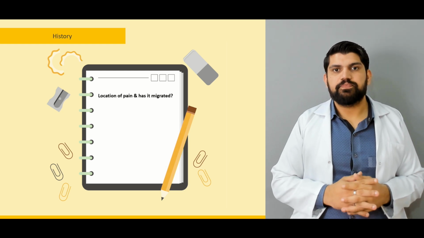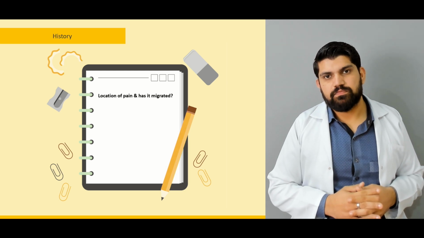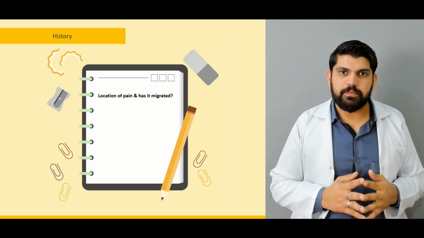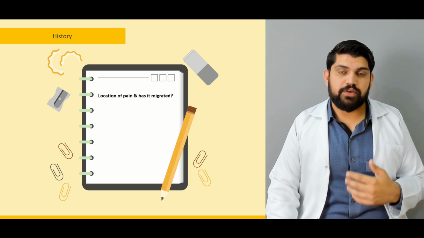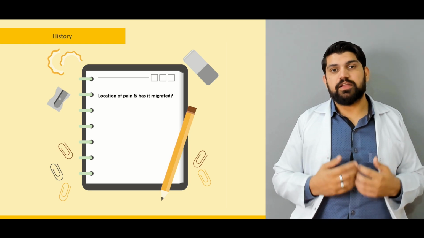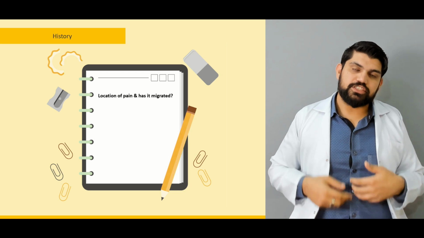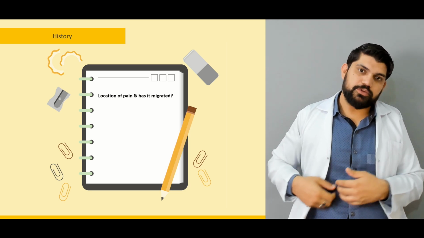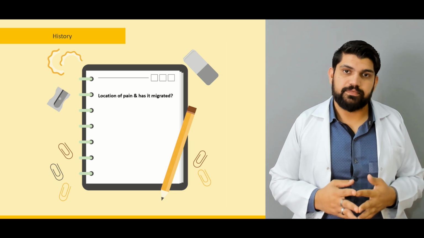So, history. Ask questions about the pain. Where is the pain? Has it migrated anywhere? Sometimes patients present with paraumbilical pain or epigastric pain. The patient might complain it started off with umbilical pain, but now it's migrated to the right iliac fossa. That's something to think about.